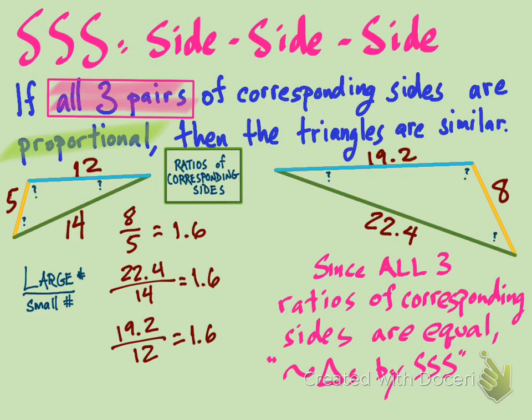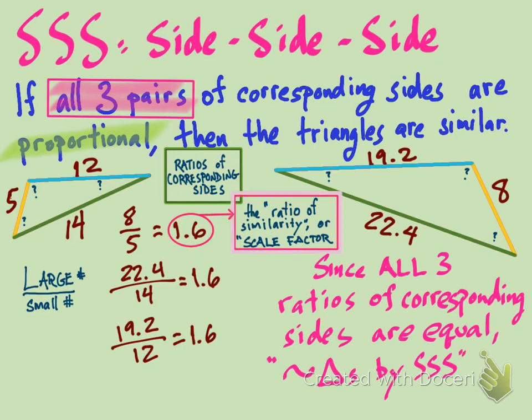So that took a lot of work. You had to test all 3 pairs of corresponding sides, make sure that your ratios are set up in the same way for each of them. So it is a little bit more work. But one thing that you do get from this is this number that you keep getting for all those ratios. That is called the ratio of similarity, or sometimes it's called the scale factor between the 2 triangles. So at least you figure out that number, which is maybe useful.